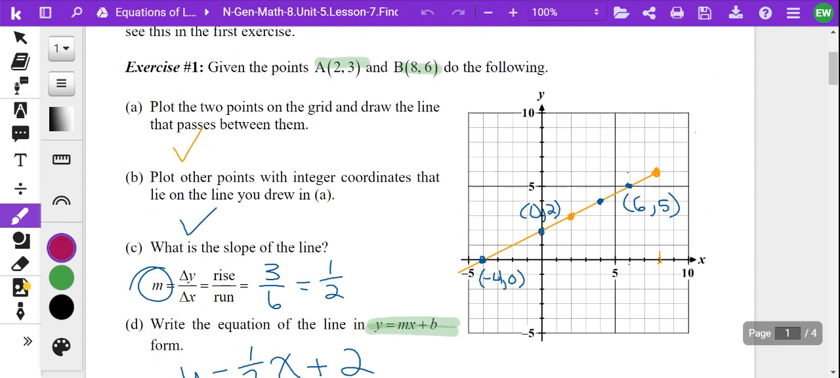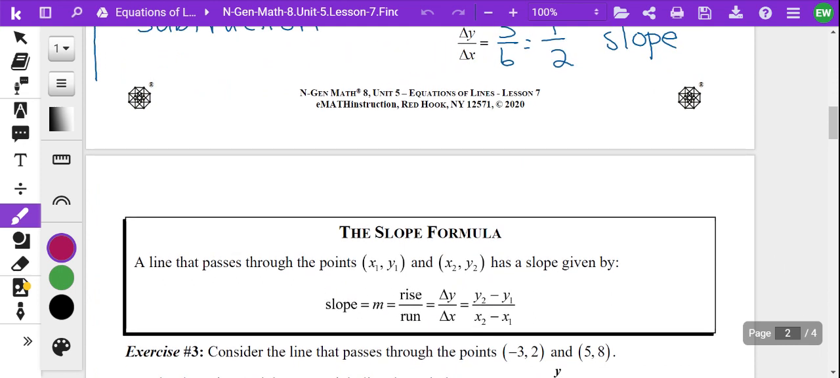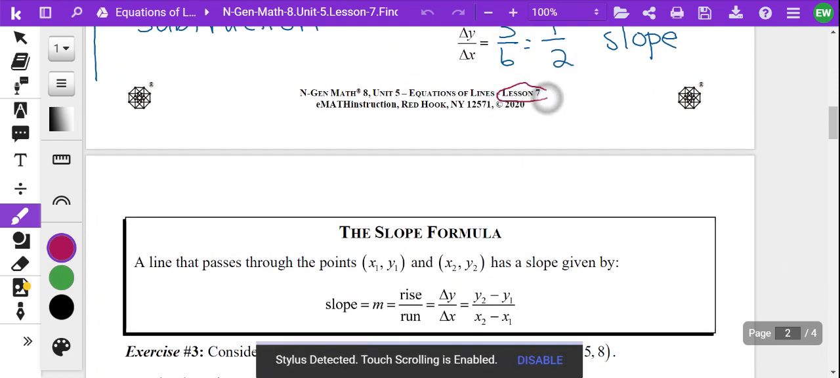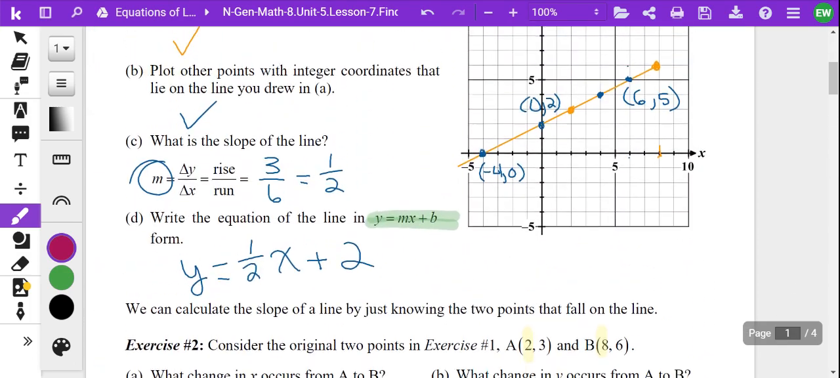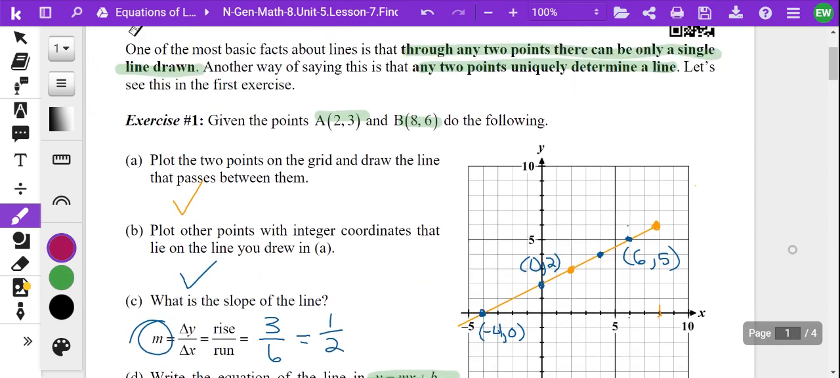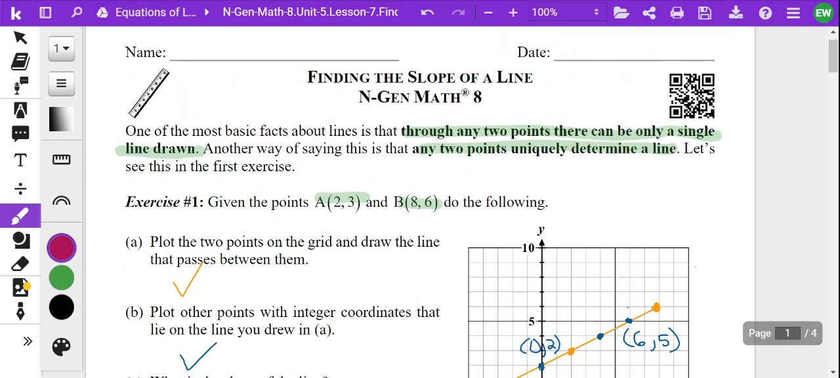We are going to continue in lesson 7, because we did not finish that the other day. So what I'm going to do is review what we did and then go to the back page. Okay.